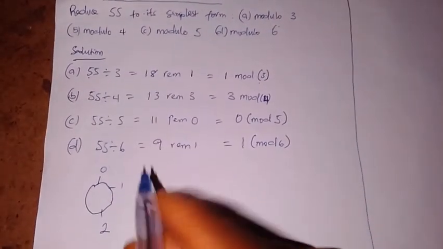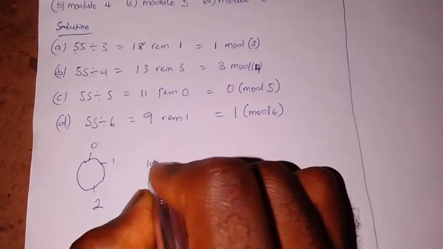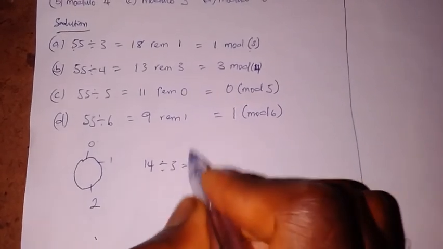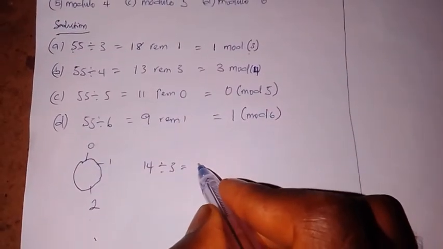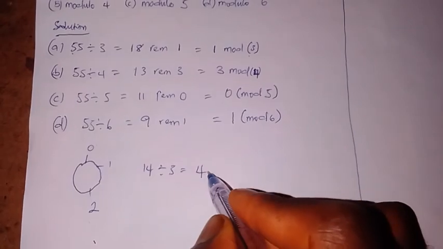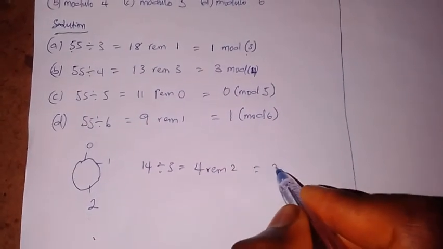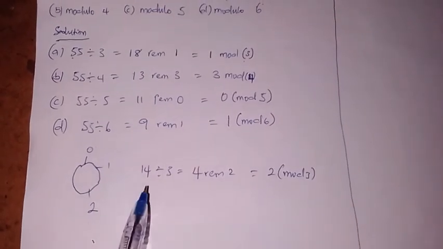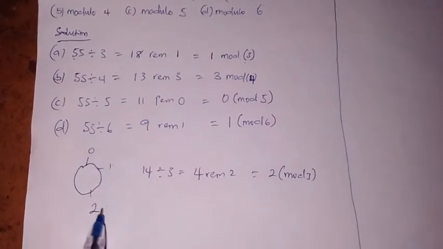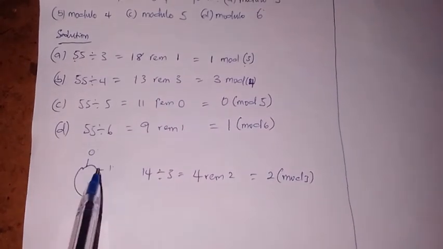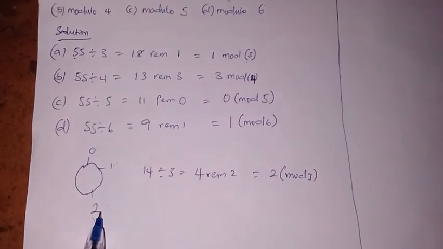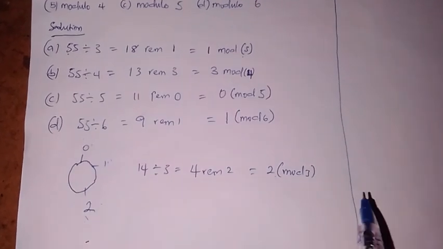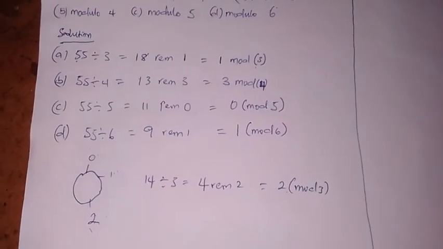So let me use a smaller number now. Say I'm given 14, convert it to modulus 3. I have to divide by 3. 3 times 4 is 12, remainder 2. So my answer is 2 modulus 3. Or I count 14: 1, 2, 3, 4, 5, 6, 7, 8, 9, 10, 11, 12, 13, 14. It's still 2. So whichever method you use, you get the same answer. And that's all for today's class.